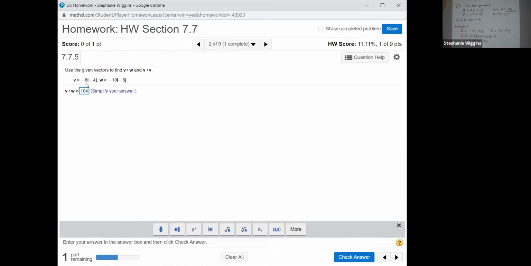So here we have -8i times -10i. So you're going to have -8 times -10, that's 80. Then you have -4 times -6, that's positive 24 because you have the double negative. So you're going to have 80 plus 24, so that's the 104.